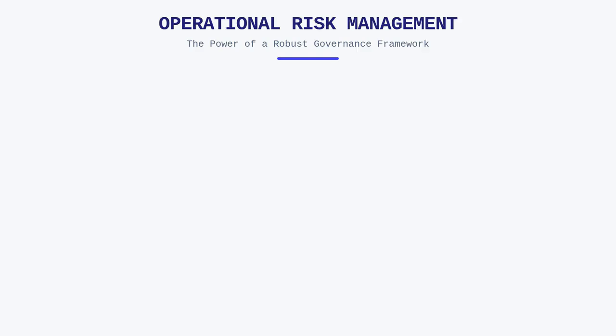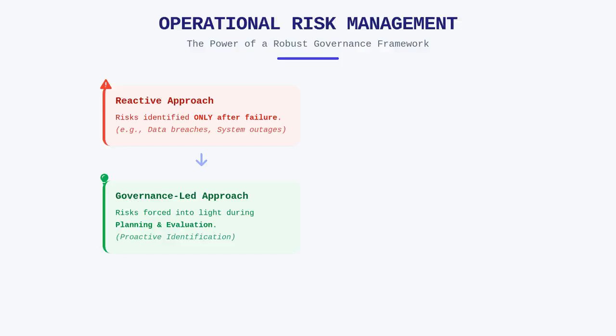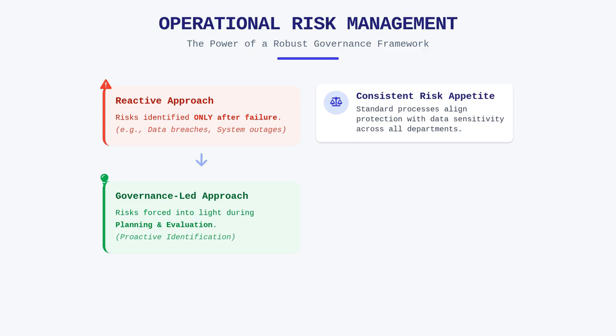Operational risk management is perhaps the most immediate, observable benefit of adopting a robust governance framework. Without a governing structure, risks are often identified only after they have manifested as failures, such as a major data breach or a critical system outage. Governance forces these risks into the light during the planning and evaluation stages rather than the reactive remediation stage. By utilizing standard processes, an organization can maintain a consistent risk appetite across all departments, ensuring that the level of protection aligns with the sensitivity of the data being handled.